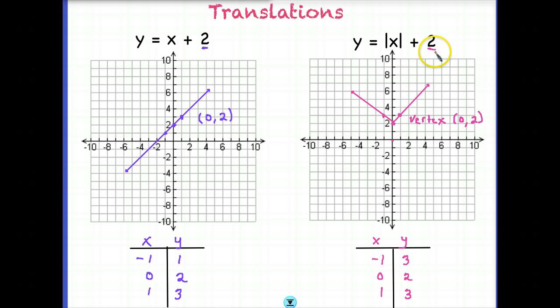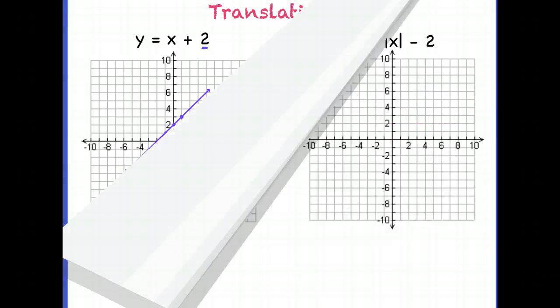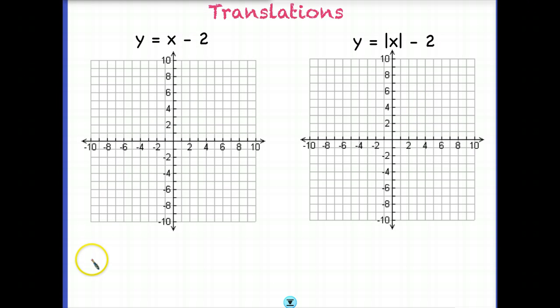So you can start to see the pattern. If you know what the original parent function looks like, and we have a translation, then all we have to do is take the original parent function, cut it out, so to speak, and move it up 2 spots, and glue it back down. So let's try another situation here without a table of values.